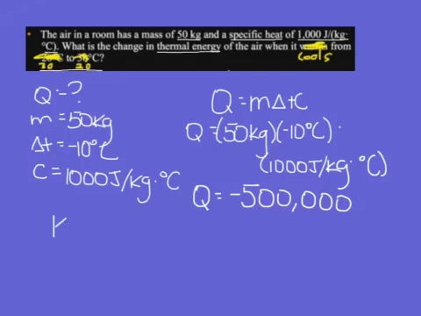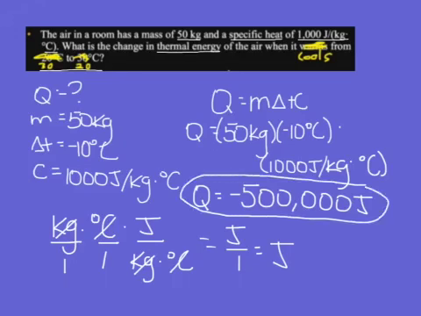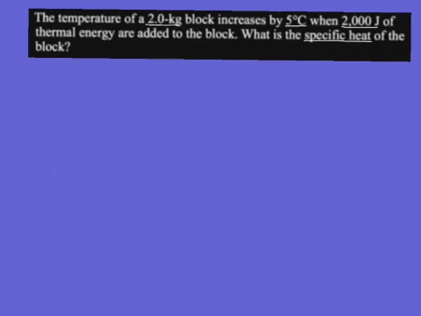And then the units. So kg times degrees Celsius times joules over kg times degrees Celsius. Put these over 1, cancel them out. Joules over 1, and we have joules left, so our unit is joules. It's as simple as that. It's not that hard, it's really simple. Just think it through and you'll get it. Awesome.